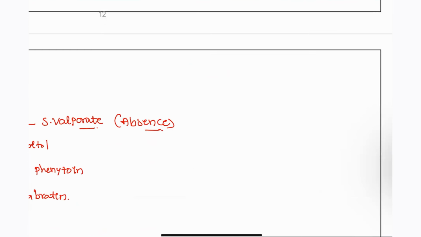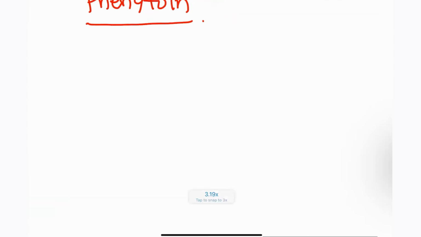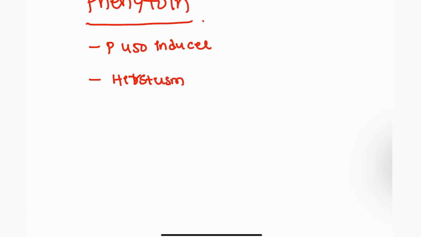Next, in the antiepileptics, I want you guys to know about the side effects that will be associated. For example, phenytoin. For phenytoin, the patient most commonly suffers from different side effects. Let's see what those side effects are. Phenytoin is going to be a P450 inducer, and it can cause hirsutism in the patient, and gingival hyperplasia will be seen in this patient, and it can be a severe teratogen.